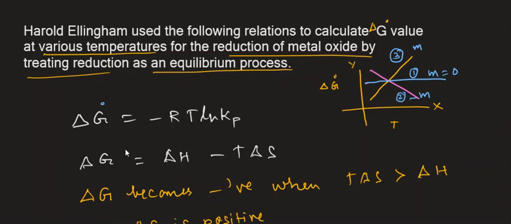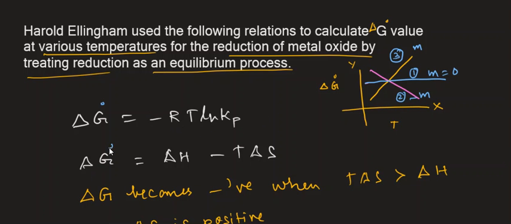Delta G naught is equal to minus RT ln Kp, where P is the partial pressure and Kp is the equilibrium constant based on partial pressure, T is the temperature in Kelvin, and R is the universal gas constant, and this is called the natural log. So if you want to convert this into log to the base 10, you have to multiply by 2.303.